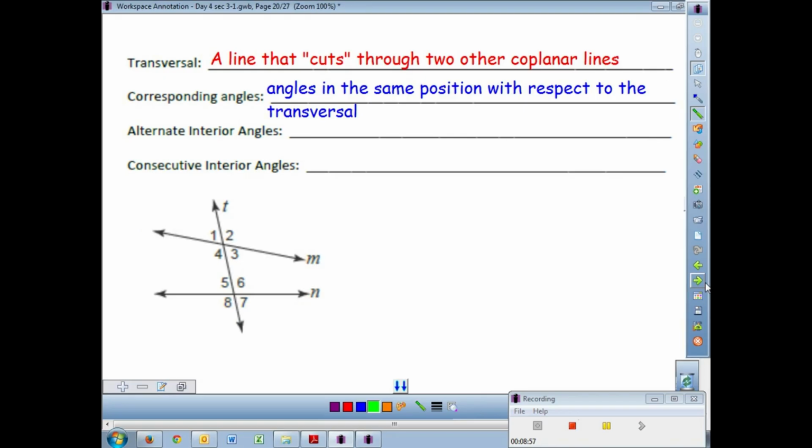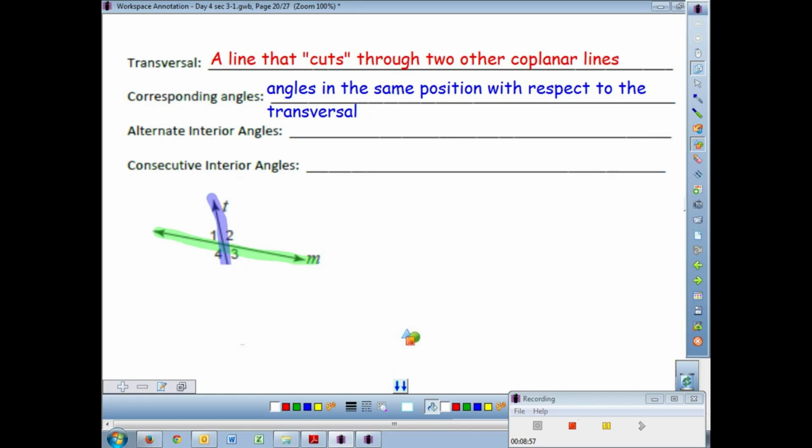Here's what corresponding angles are. Corresponding angles are angles in the same position with respect to the transversal. Like I said, jot that down: angles in the same position with respect to the transversal. So, let me show you my method. Remember, the blue line here is the transversal.